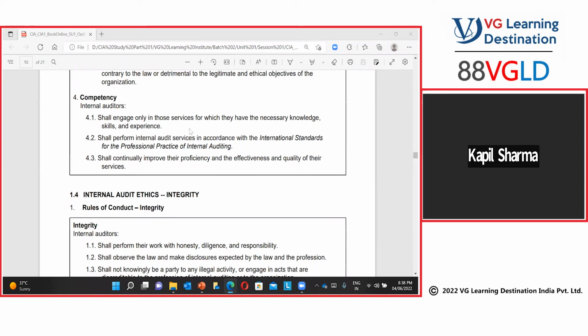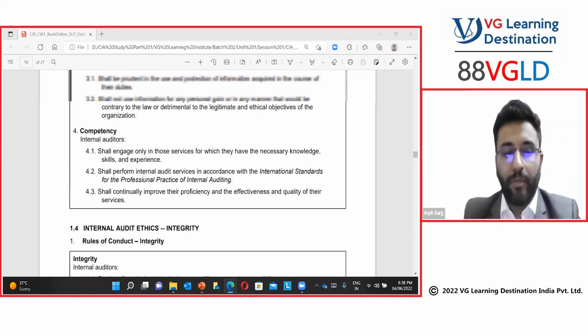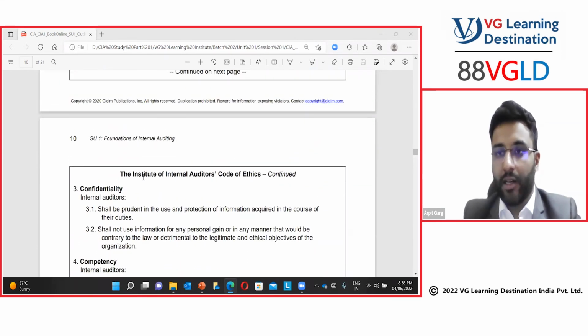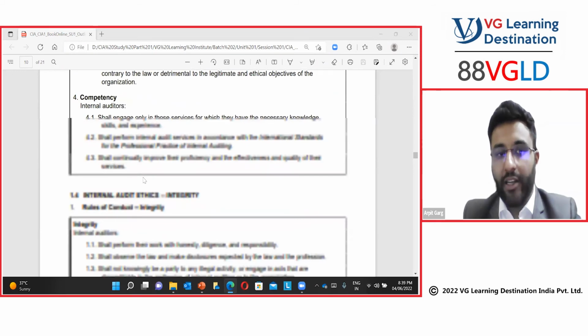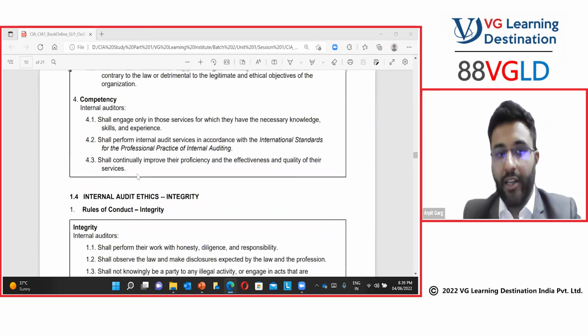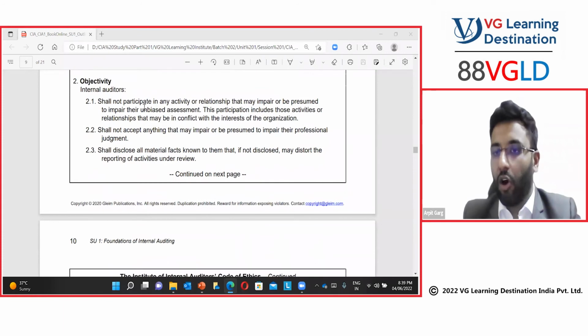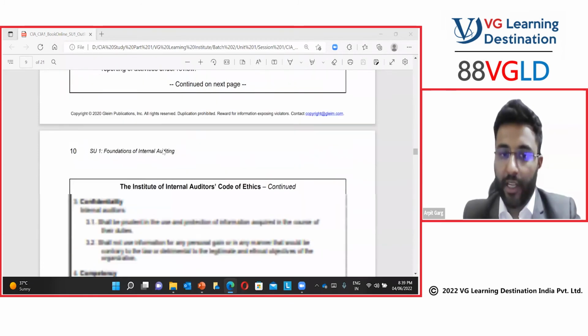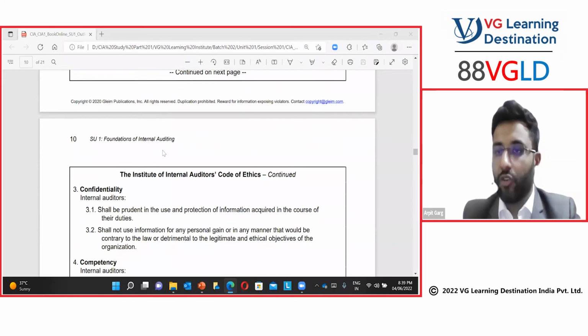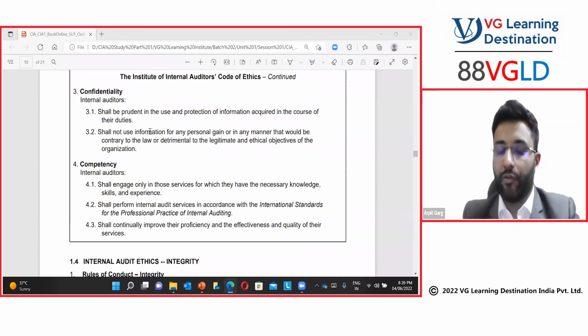Yes. Perfect. Very good. So good participation, folks. I think we have covered broadly the various principles. So we have 4 principles, starting with integrity. Again, you have to reread so that it sticks to your mind, what are the keywords that we're looking at. Objectivity, again, I think they're all clear: presumed to impaired, unbiased assessment, conflict of interest, accepting gifts, and disclosing material facts. Confidentiality, we've already covered that we should not use it for personal gain and we should be prudent in the use of that information.